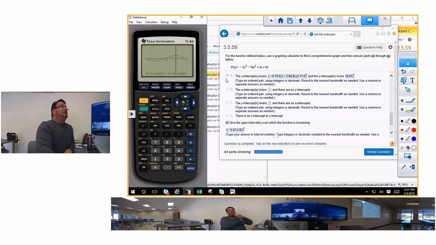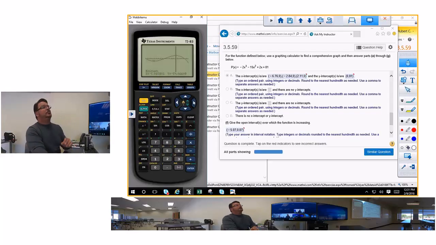Again, you go back to second, calculate, min, left-hand side. I go over here, and again, this is the same thing that we did in the last problem. Go to the left-hand side, enter, right-hand side, enter, and guess, and put it right over here and hit enter. And that min is right there, negative 5.06 and negative 54.06. Write that down because I'm not going to write it on the board.